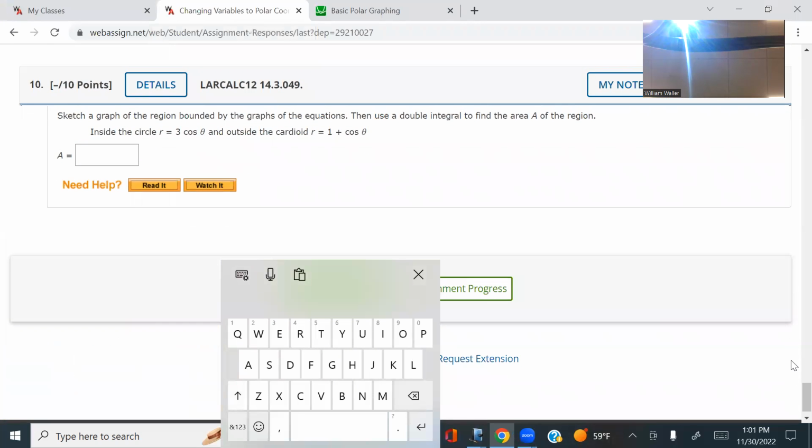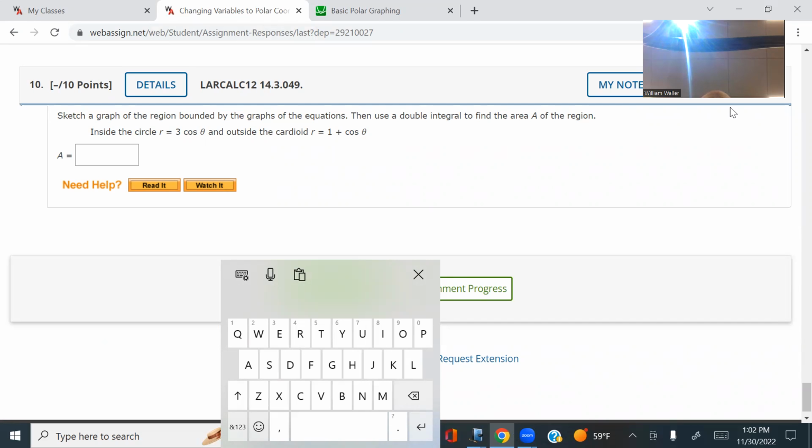Oh, wow. So here we still want an area, but we want the area bounded by the graphs of these equations. They're telling you one of these is a circle. 3 cosine theta is a circle. And this other equation is another cardioid, another heart-shaped one. We want the region between those two graphs, so you're going to get two curves, and we want between those two curves.